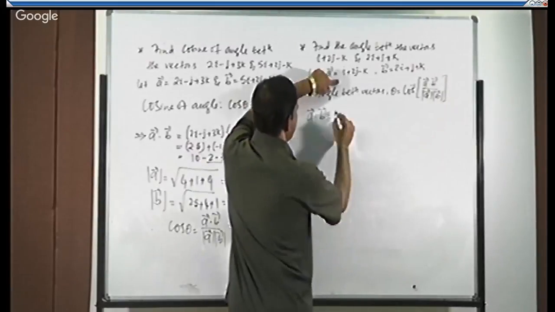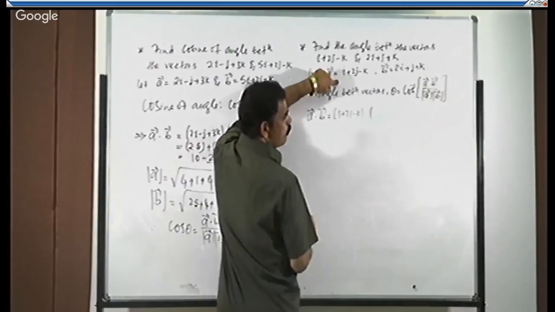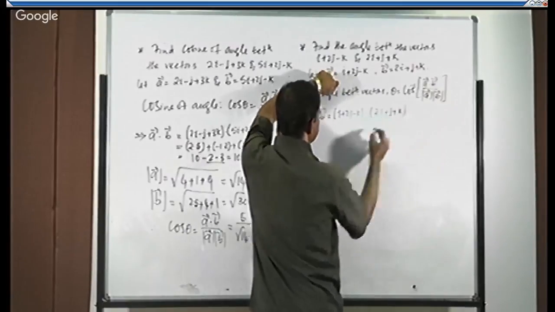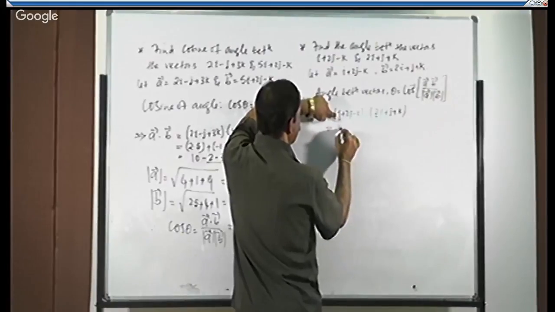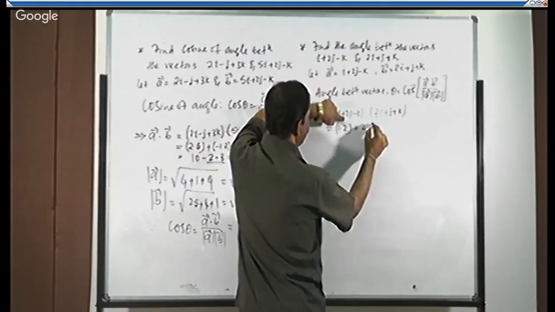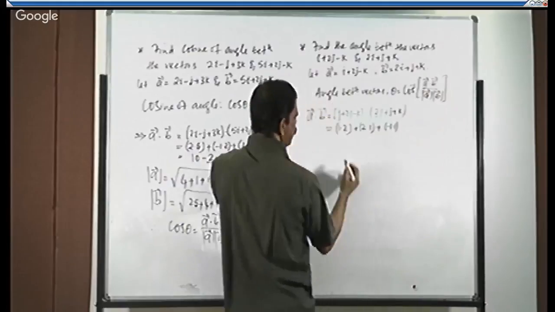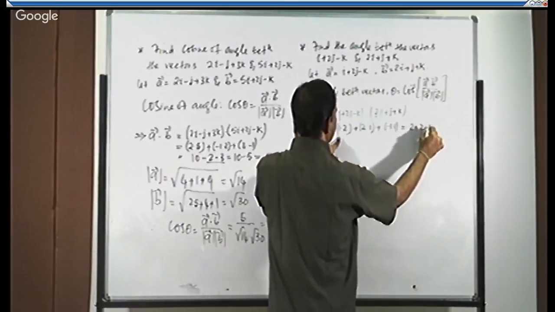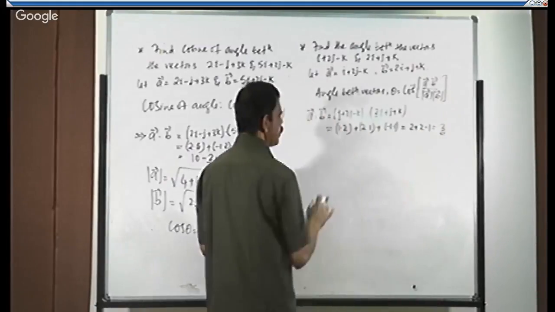What is a? It is i plus 2j minus k, dot, what is b? b is 2i plus j plus k, which is equal to 1 into 2, plus 2 into 1, plus minus 1 into 1. This is equal to 2 plus 2 minus 1. 2 plus 2 is 4, 4 minus 1 is 3. a dot b is equal to 3.